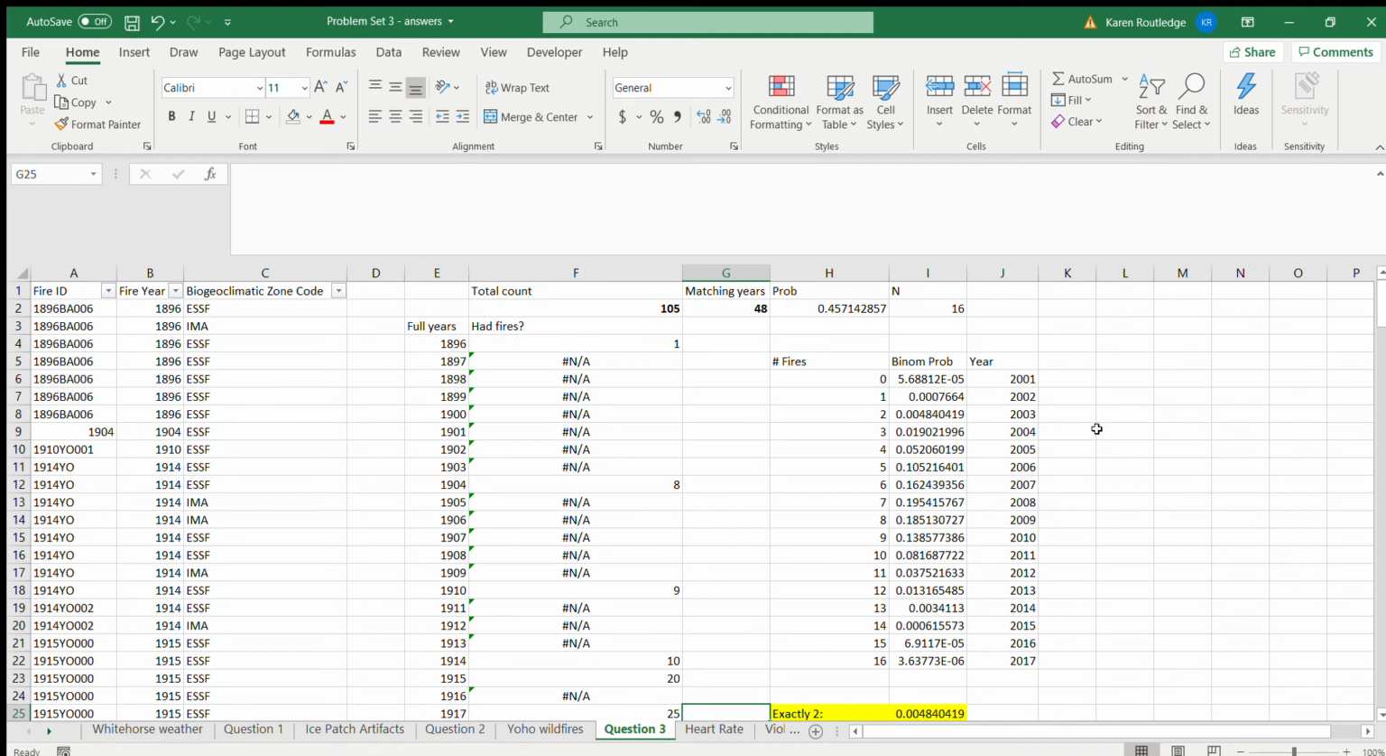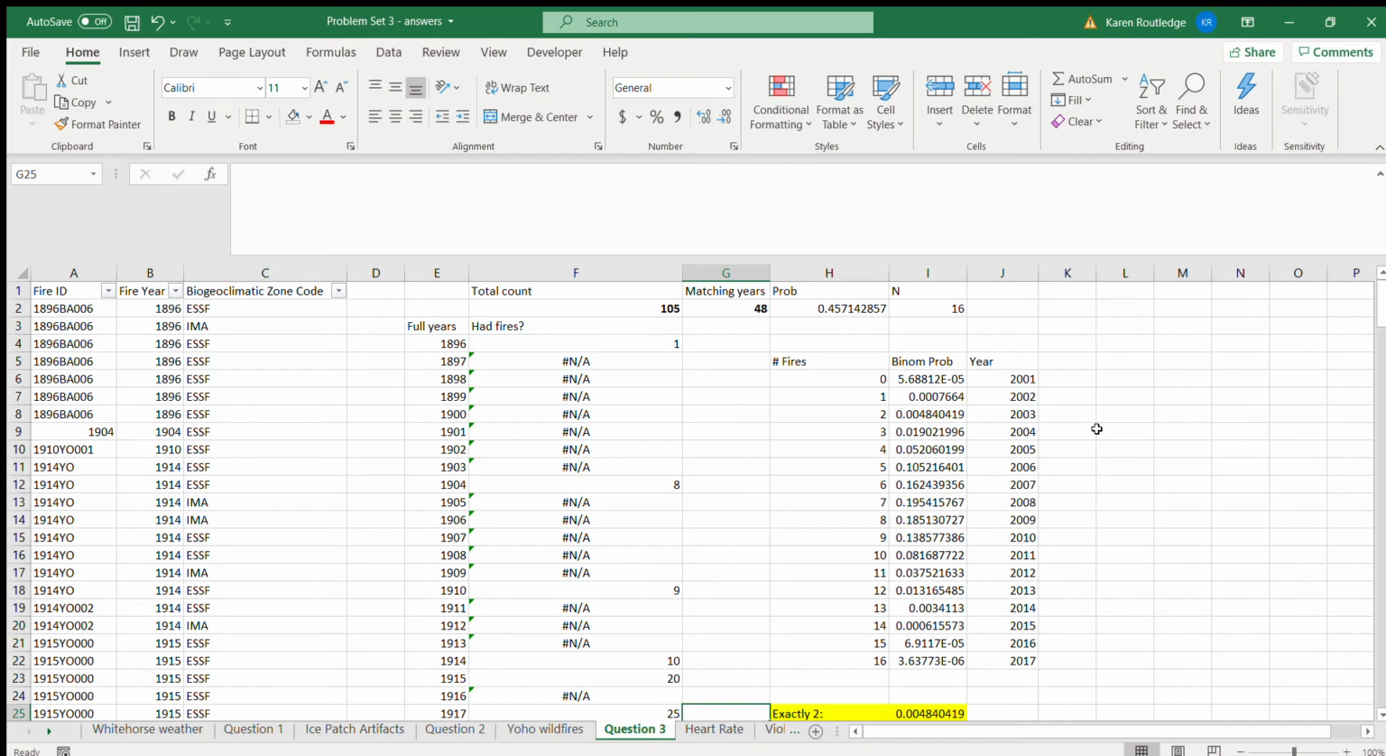Problem set number 3, question number 3. So in the end, I didn't score this one because I realized that it was poorly worded. The times when the question asked for the number of fires, my intention was actually the number of years with fires. And those two things are very different, especially for this data set. So in the end, I just threw up my hands and said, nope, I messed up. We're just not going to mark this one.